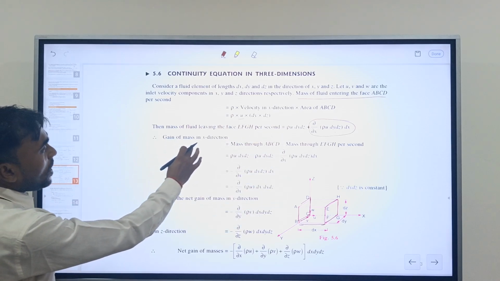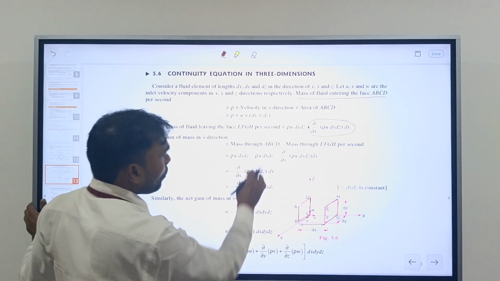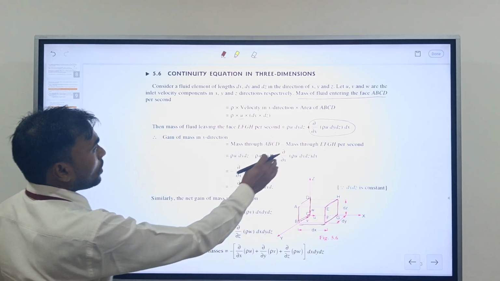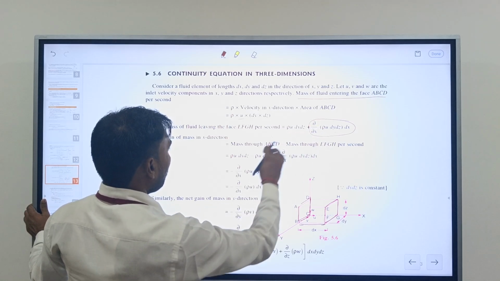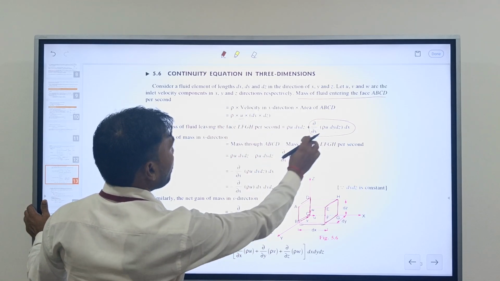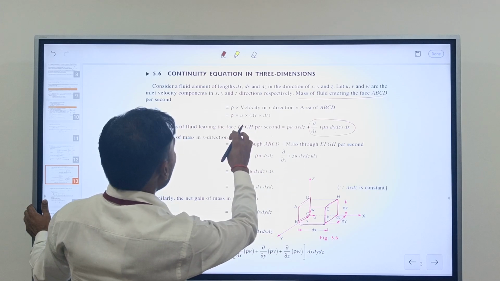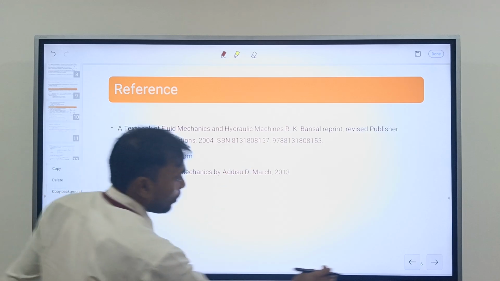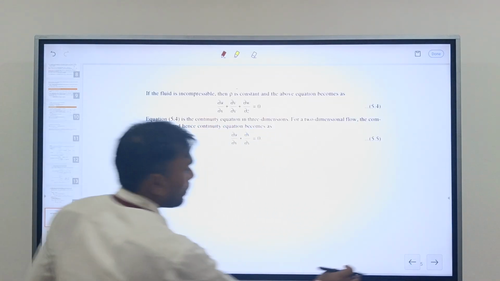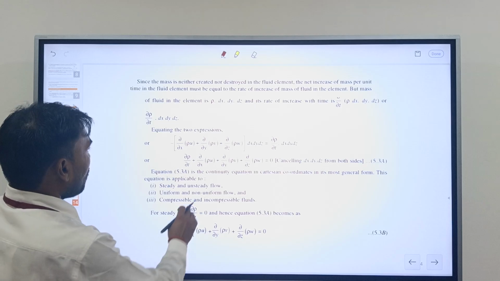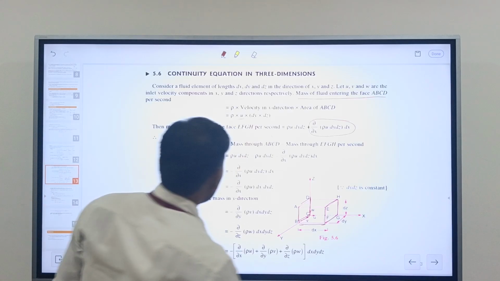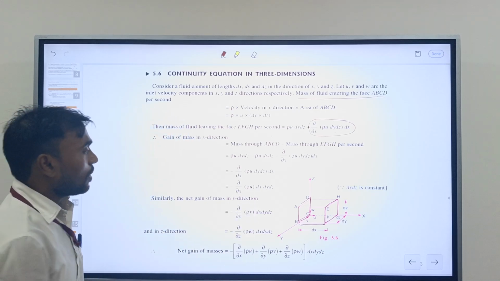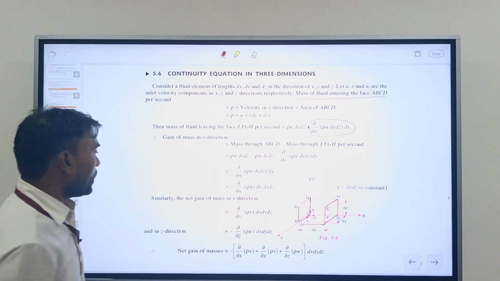Now the gain of mass in the x direction will be the mass through ABCD minus the mass through EFGH. So if you put in these values, the mass entering through ABCD minus the mass leaving through EFGH, the final value will be equal to minus del by del x of rho u dx dy dz.